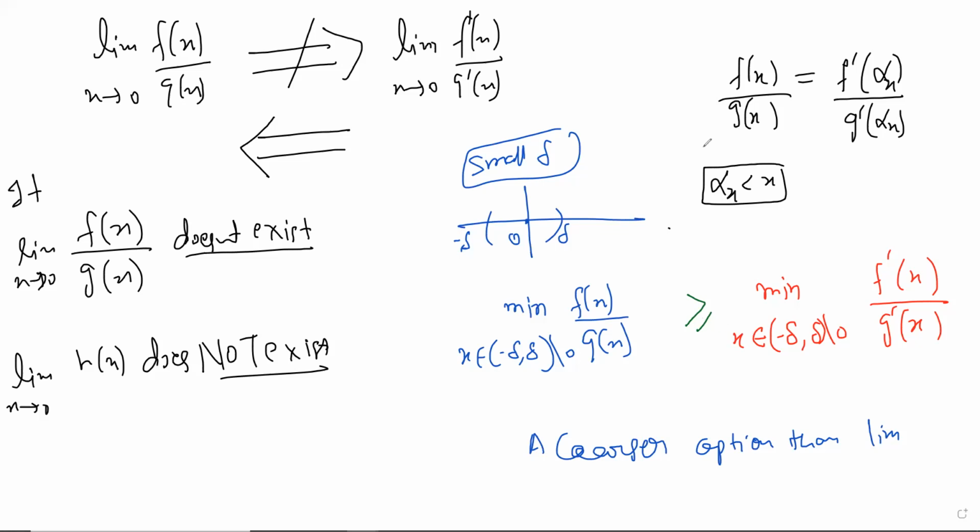Is that okay? Right? I mean, alpha x is just a subset of x. All possible alpha x's in the neighborhood delta to minus delta is a subset. I mean, you can just replace this by this. This becomes a subset, right? Now it's clear. That's all it was.